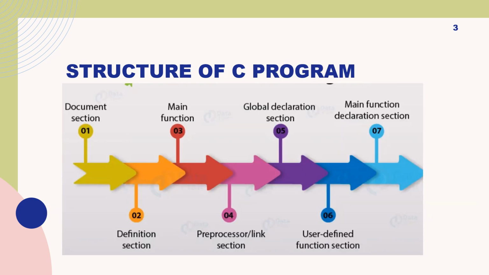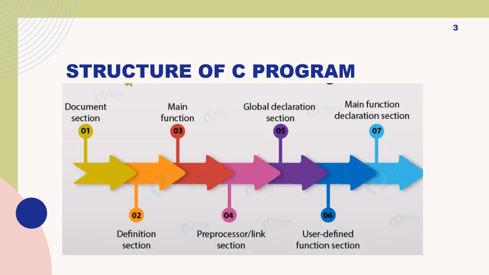And when we look into the structure of C, we have the documentation section, the definition section, then the main function, preprocessor, global declaration section, user defined section, and main function declaration section.